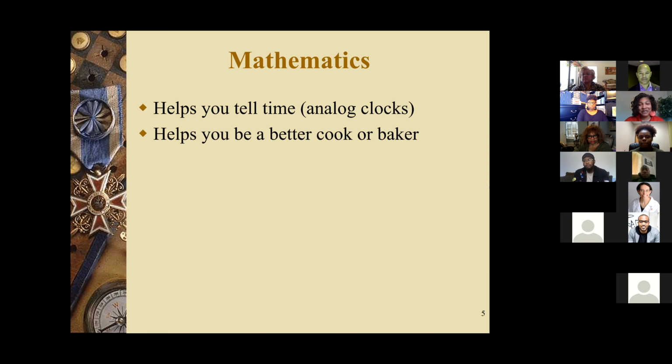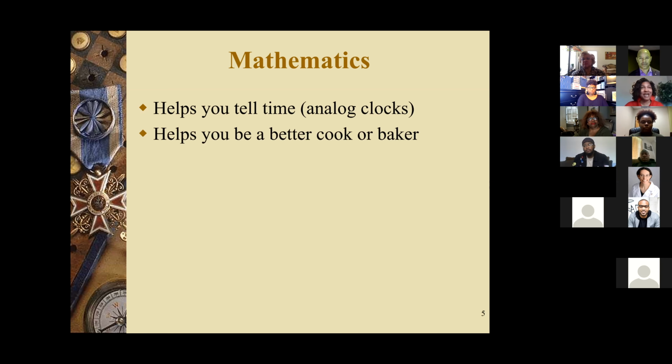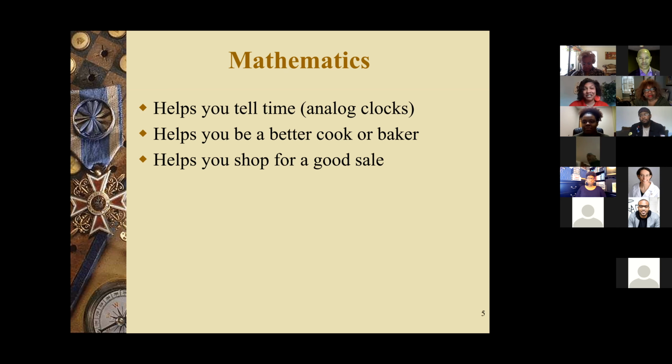It also helps you to be a better cook or a baker, because so many times you actually have to double recipes. Sometimes you have to know how to use your fractions, your different types of measurements. So it's definitely to help you be a better cook or a baker. It helps you shop for a good sale. So many times you'll now see buy one, get one free, or buy one, get one half off. And especially when you see those buy one, get one free, you're essentially saying, I'm getting 50% off. So why not just say 50% off, but it's a sales gimmick. So people definitely gravitate to that sale when they say buy one, get one free.